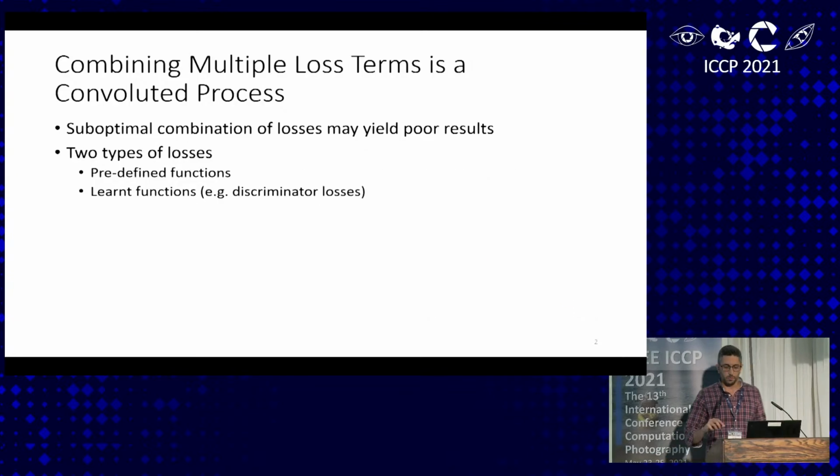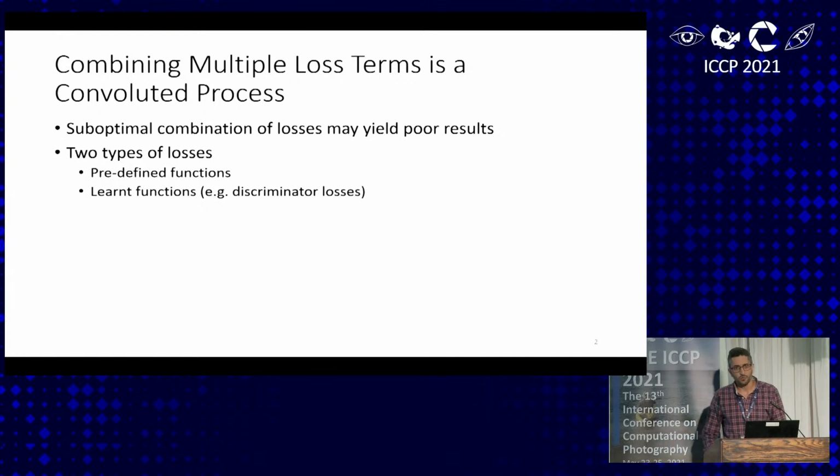Okay, so combining multiple loss terms is a convoluted process. This process becomes even more complex when one of the terms is an adversarial loss or a discriminator loss. Different from a standard loss function, a discriminator loss is a learned function that dynamically changes during training.